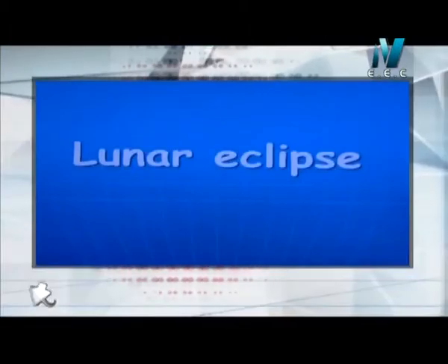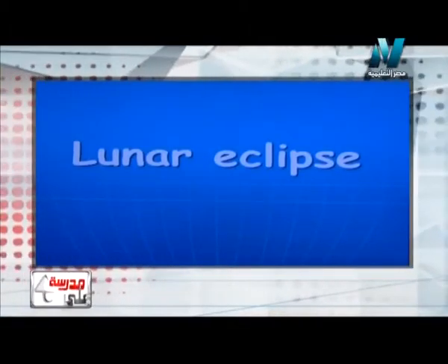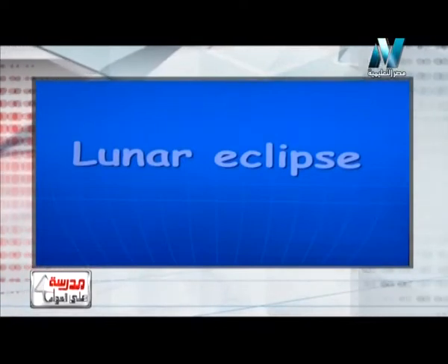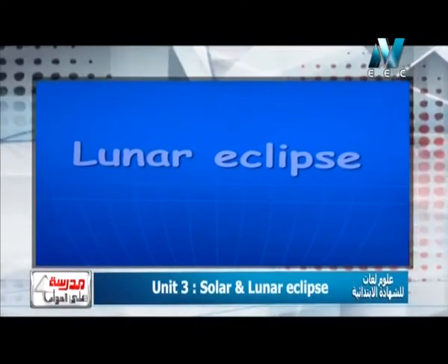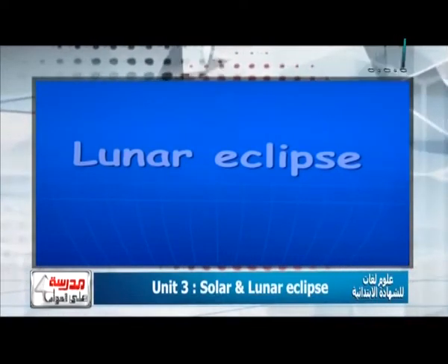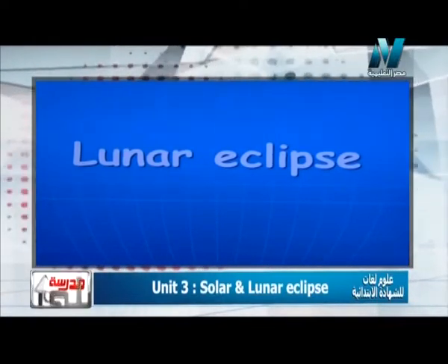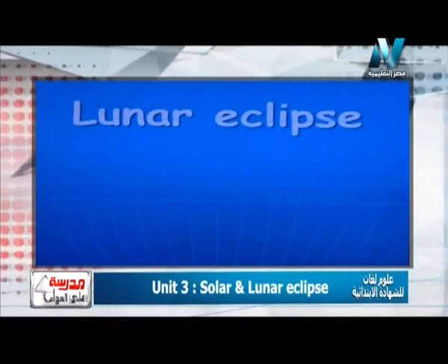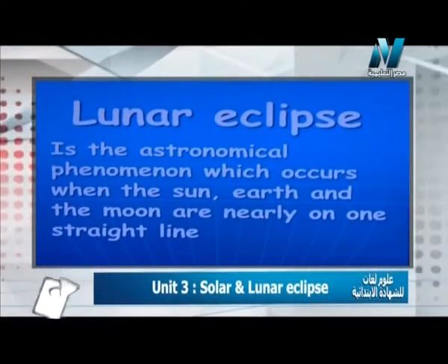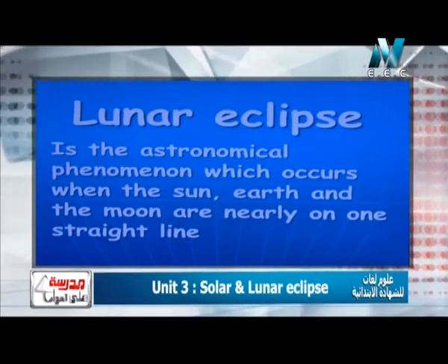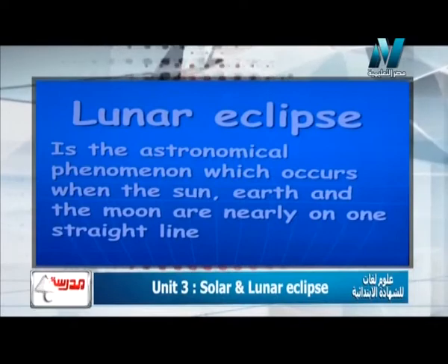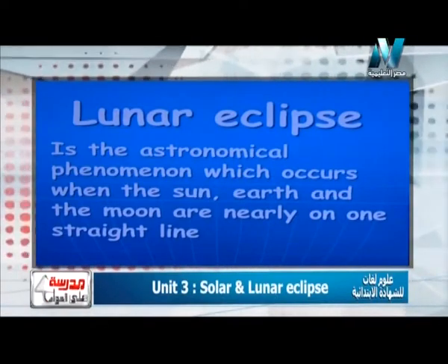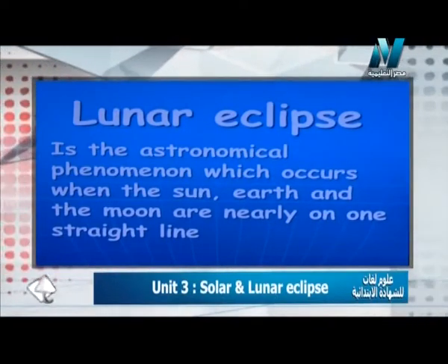So let's start the second lesson in this unit, which is the lunar eclipse. Both lessons, solar and lunar, are related to each other to a very important degree. هم مرتبطين جدا ببعض بدرجة عالية جدا. So what's meant by lunar eclipse? Before we study this phenomenon, we must have its definition. It's an astronomical phenomenon which occurs when the sun, Earth, and the moon are nearly on the same straight line, but with the Earth in the middle between the sun and the moon.